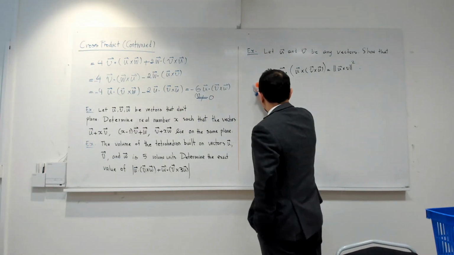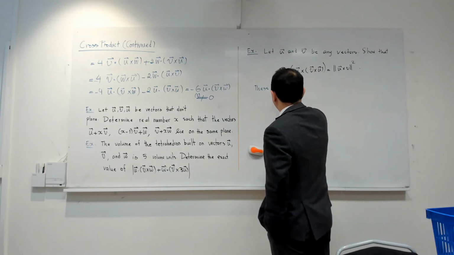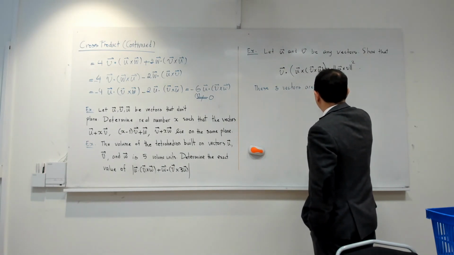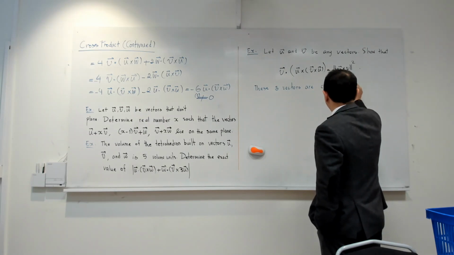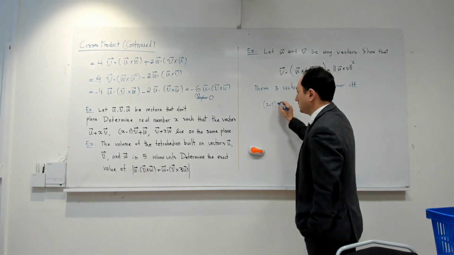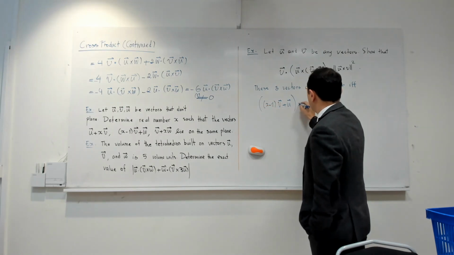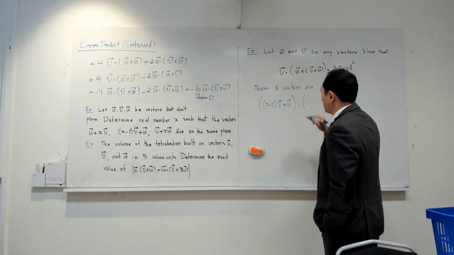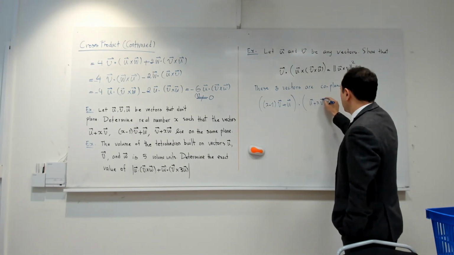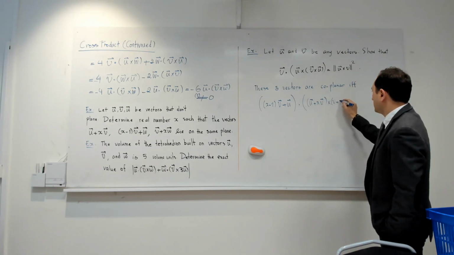So let me write this, if you want to write it formally. These three vectors are coplanar if and only if the mixed product, the triple product, is 0. Dot, the other two. U plus xv cross, and then I have v plus xw.